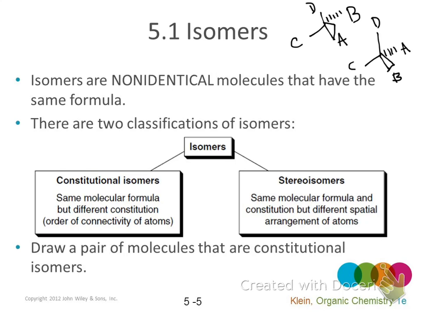We're not going to do the constitutional isomers. Constitutional isomers would be what? Just a rearrangement of the bonds, right? So if I was doing constitutional isomers, I could do this or this, and those are constitutional isomers. So for stereoisomers, we're going to have to designate something's coming out of the board, something's going into the board. For constitutional isomers, it's not a problem because you just draw them differently.